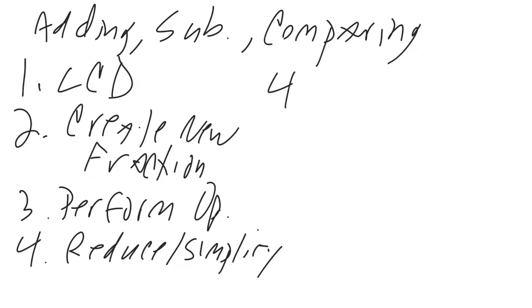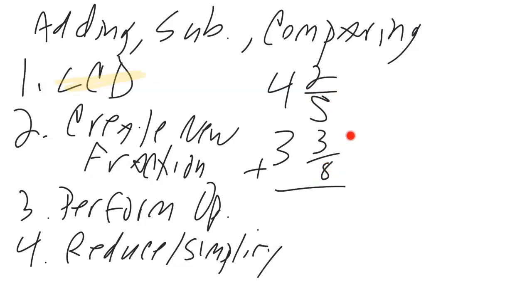So let's take 4 and 2/5 and 3 and 3/8, and we're going to make that an adding problem. So the first thing you're going to do is you're going to find the lowest common denominator. So step one is finding the lowest common denominator. And so there's two ways to do that. So this is the denominator. The denominator is the number on the bottom, so the 8 and the 5, and we want to find the lowest number that the multiples of these numbers have in common. So there's two ways to do that.